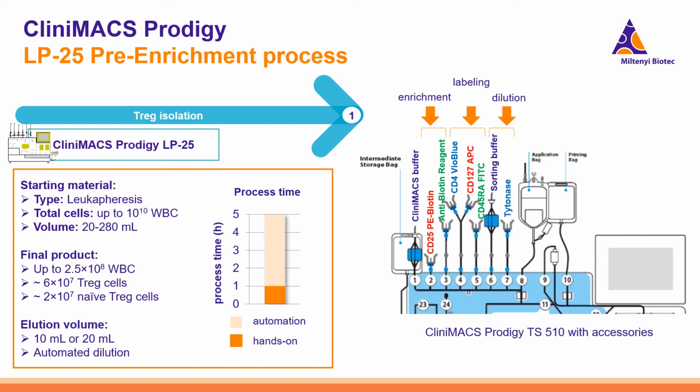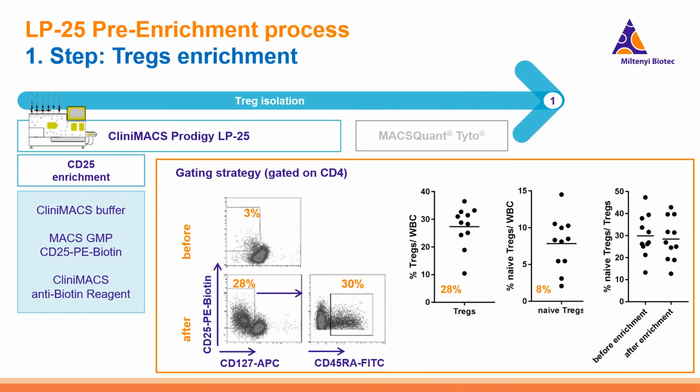The process can automatically use all these reagents and run the process, and at the end you will have your enriched Tregs, ready to be transported to the sorter. Let's start to have a look at the whole process step by step. The first step is CD25 enrichment.